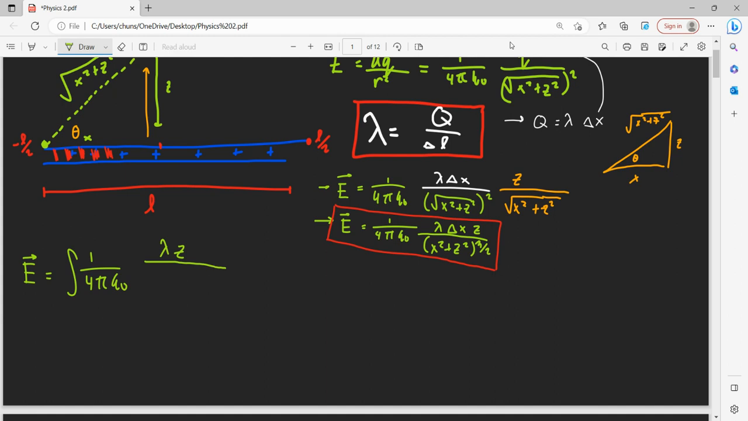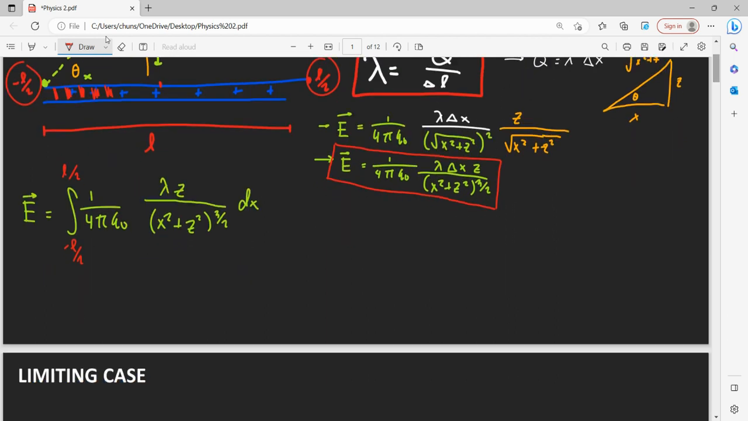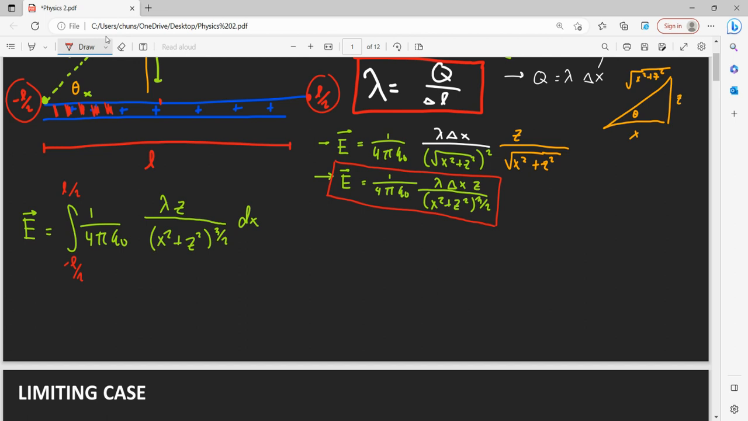So this is if it were an infinitely long line of charge, right? So our change in x, we would just get rid of it, right? So that's why change in x is missing here. And that's over x squared plus z squared to the power 3 over 2 dx. Our integration limits are what we defined over here. So that would be from L over 2 to negative L over 2. I'm not going to show the full process for how we get there.